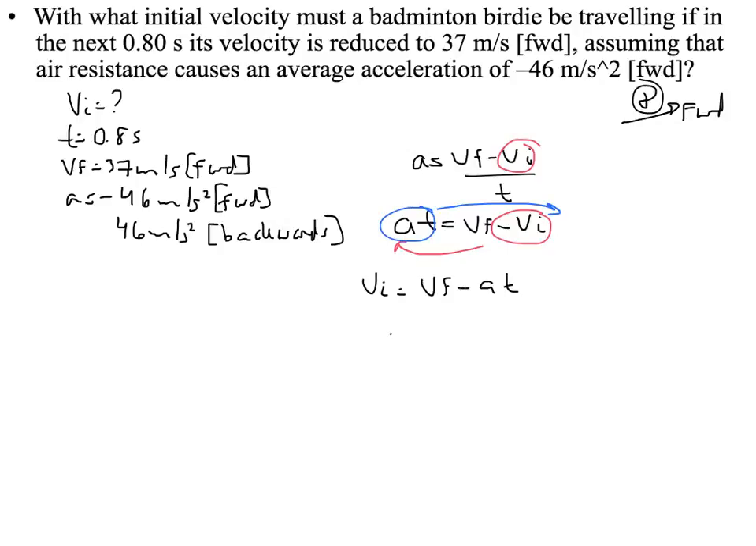Now we can plug in some numbers. We know VF is 37 minus our acceleration, which is negative 46 because it's going backwards. We already assigned forward as positive right there. And then we're going to multiply that by the time, which is 0.8 seconds. When you do the math, you get 74 meters per second forward.